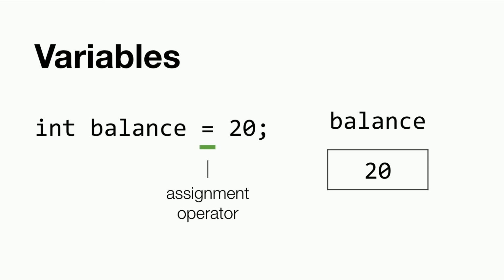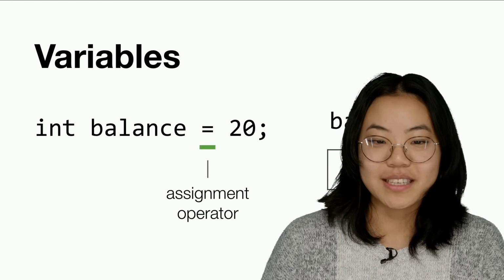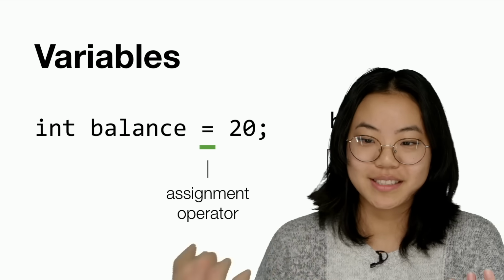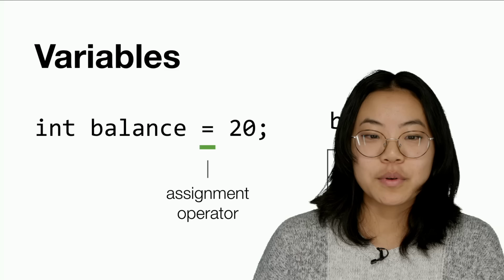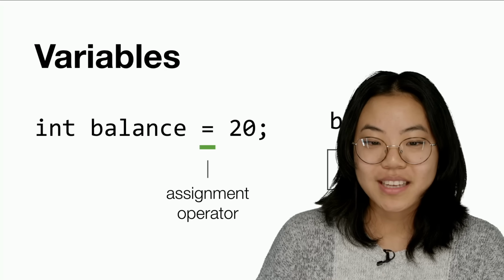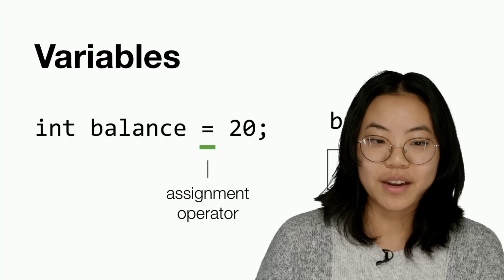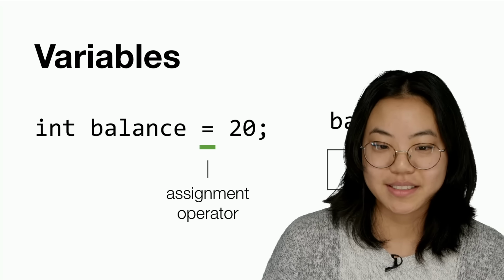Here, something to note is that while we normally think of the equal sign in everyday language as "this thing equals this thing," here we want to think of it as an assignment operator. So we're assigning the value on the right, 20, to the variable on the left, which is balance.